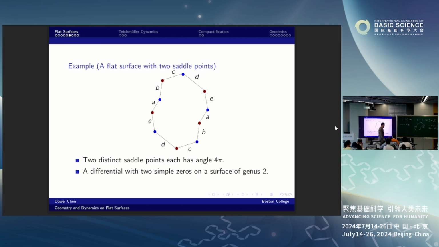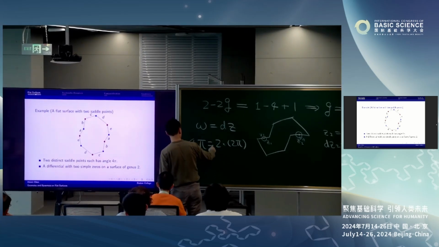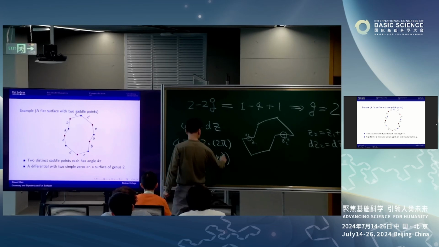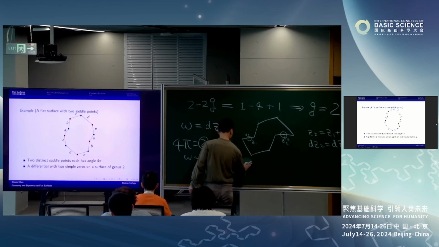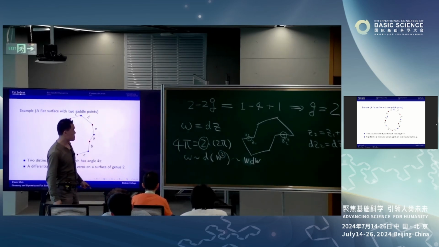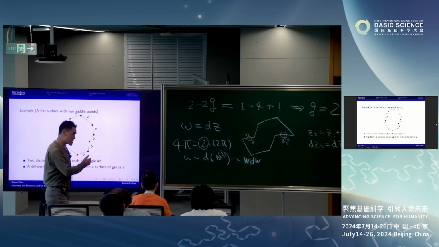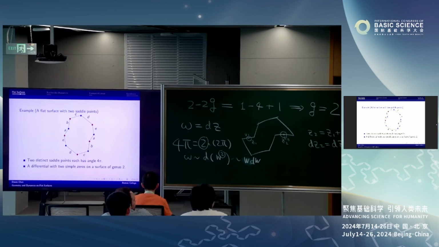So 4 pi is 2 times 2 pi. According to our recipe, that means you have to glue 2 disks together. So that means omega locally will look like d of some coordinate w squared, where these 2 come from this multiple. And you differentiate, you'll get w dw, which tells us this differential form has a simple zero at the blue point, and similarly at the red point. So in other words, this actually represents another kind of holomorphic differential 1-form, still on a genus 2 surface, which has 2 distinct simple zeros.